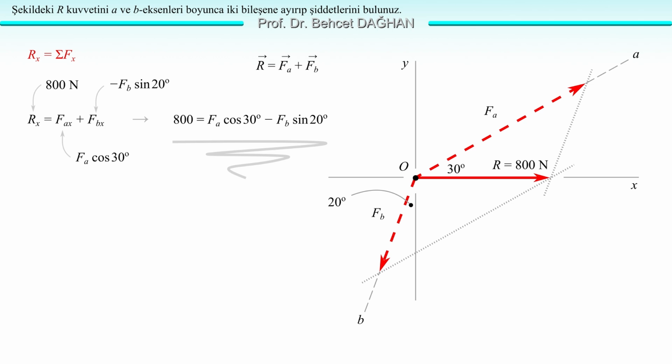Now, let's look for the second equation. Let's write the second equation. Where do we write it? We'll obtain it from the relationship Ry equals sigma Fy. Let's write the relationship Ry equals sigma Fy.